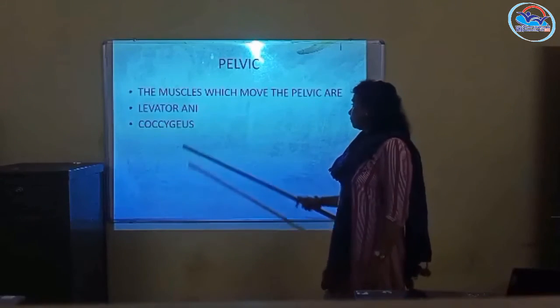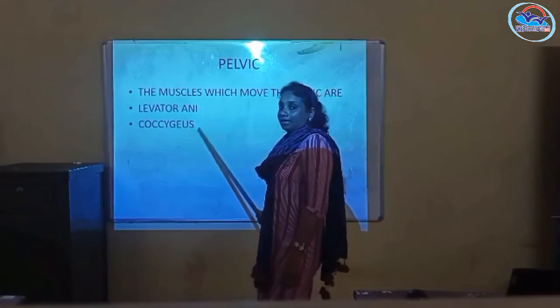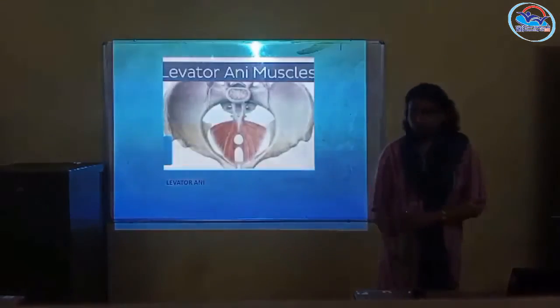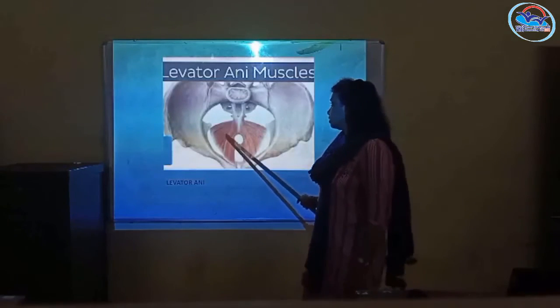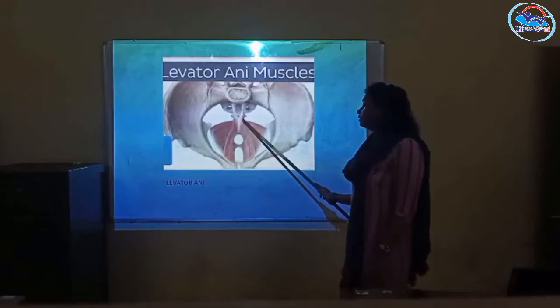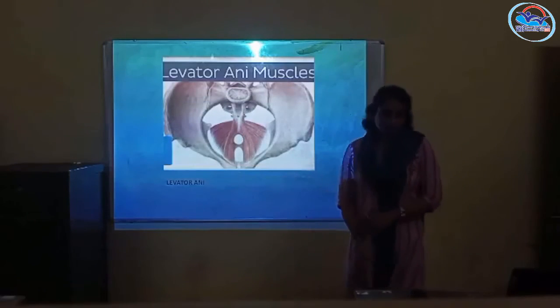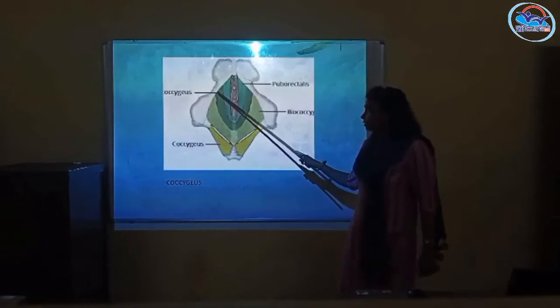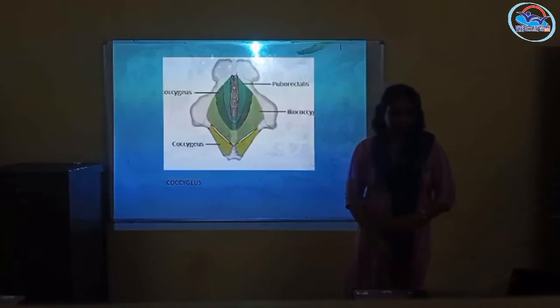The muscles which move the pelvis are levator ani and coccygeus. This one is the levator ani muscle. This is the pelvic bone, and inside that you can see the levator ani muscle. And this is the coccygeus. In the green color you can see the coccygeus muscle.